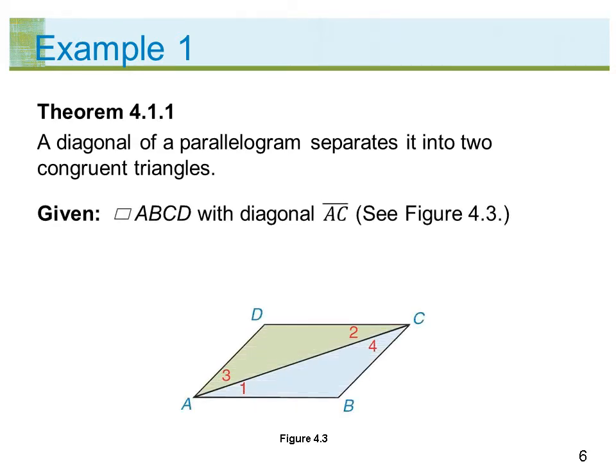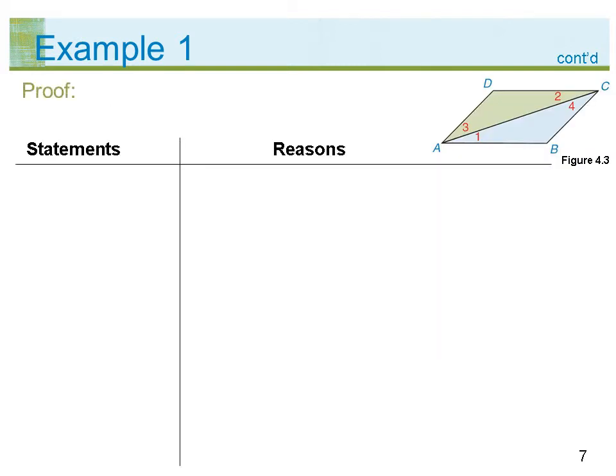Theorem 4.1.1. A diagonal of a parallelogram separates it into two congruent triangles. Given: parallelogram ABCD with diagonal segment AC. See Figure 4.3. Prove: triangle ACD is congruent to triangle CAB. Proof. Statements, reasons. Statement 1: parallelogram ABCD.